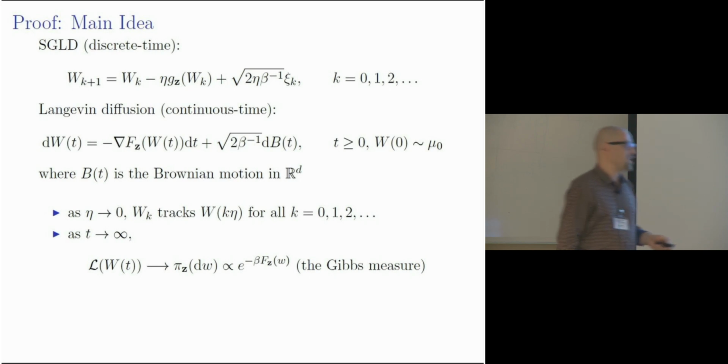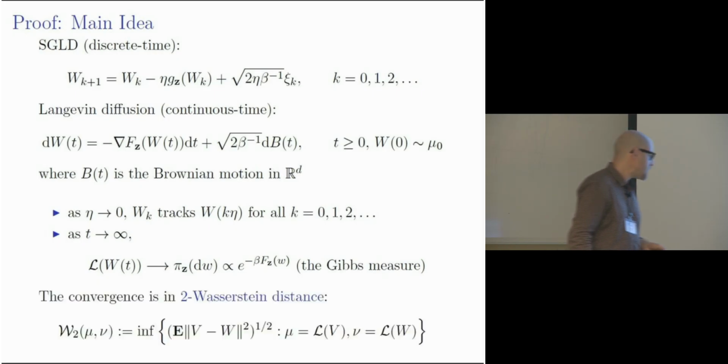And moreover, as k becomes really large, the distribution of the position of the diffusing particle converges fairly rapidly to the Gibbs measure. That means that once we make this approximation, we can essentially analyze things in terms of the underlying Gibbs measure. And the convergence is actually in the 2-Wasserstein distance, which for two probability measures on Euclidean space is defined like this. We consider all joint distributions with marginals mu and nu, look at the expected value of the squared norm between the two coordinates, and minimize over all such joint distributions.